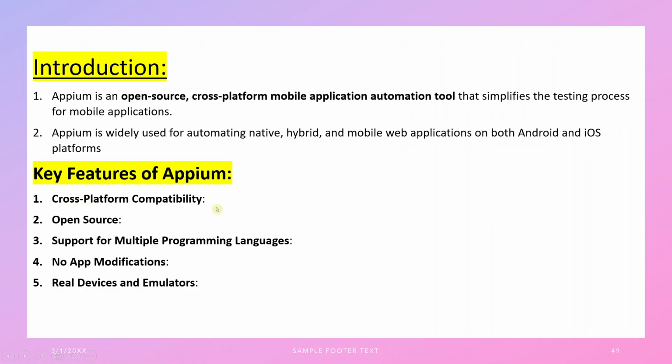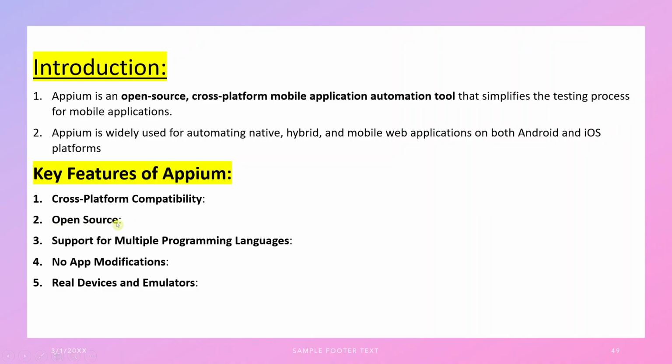APM provides a unified framework for automating mobile applications, making it compatible with Android, iOS, and even Windows mobile platforms. In simple terms, we can work with Android, iOS, and Windows mobile platforms. That is the cross-platform capability.